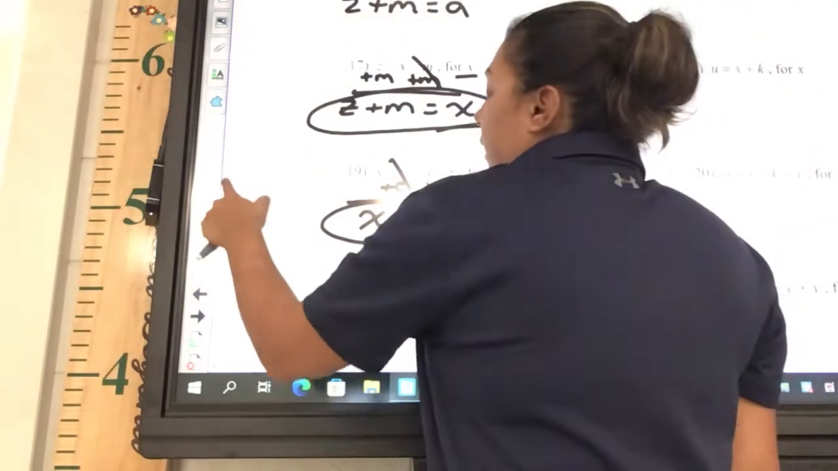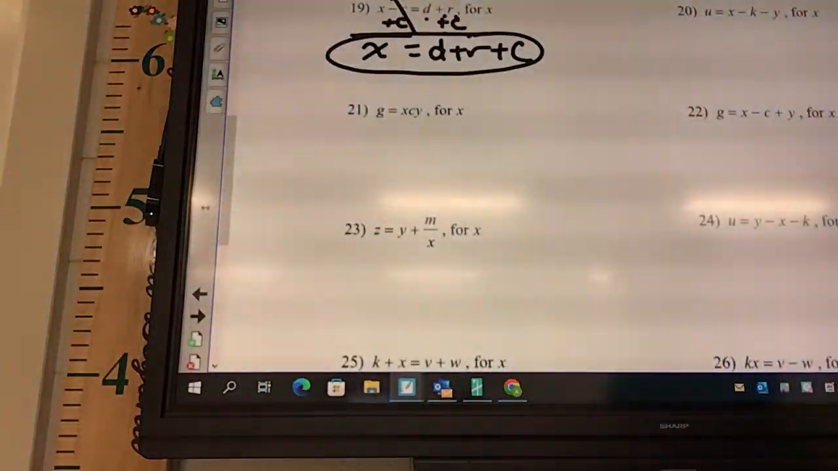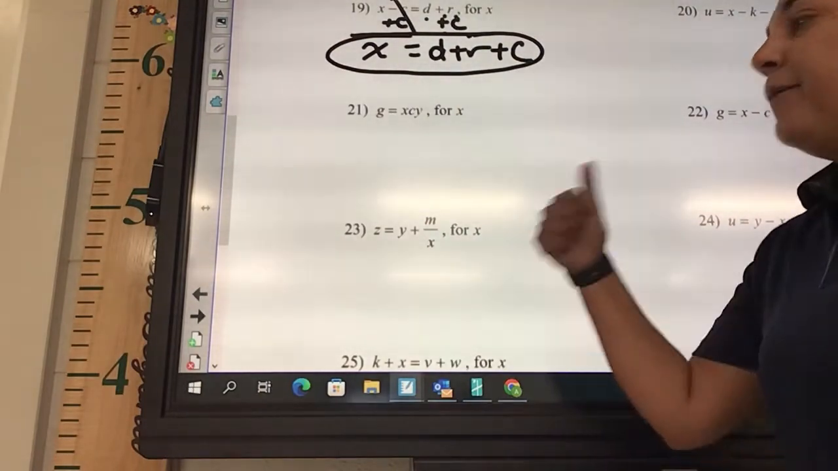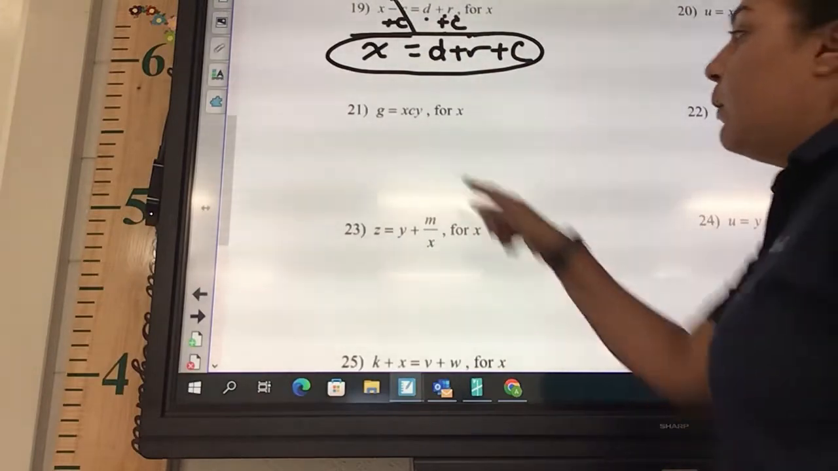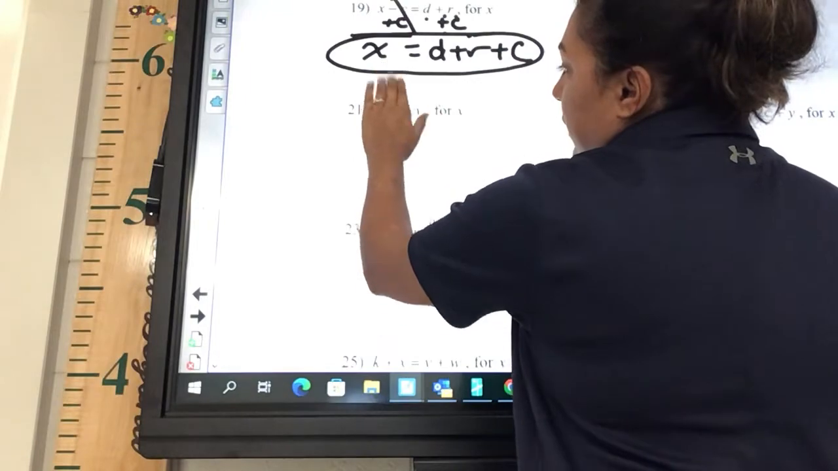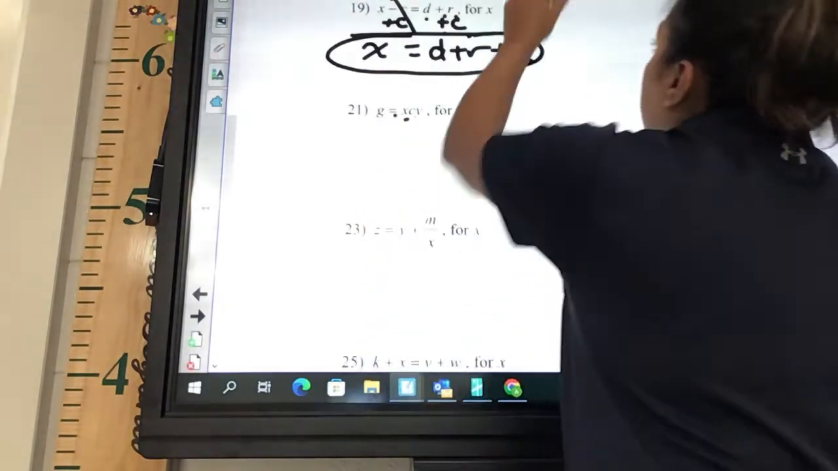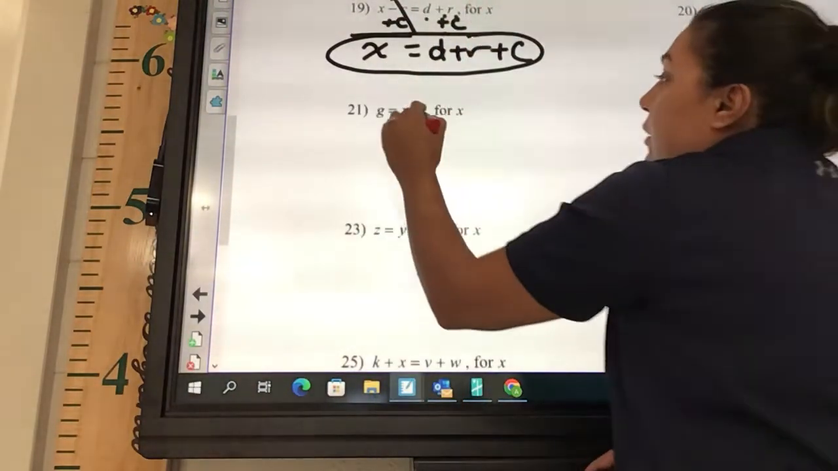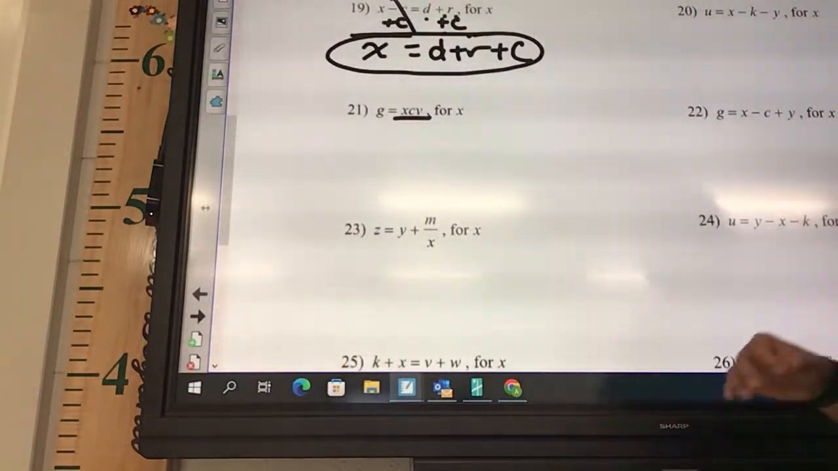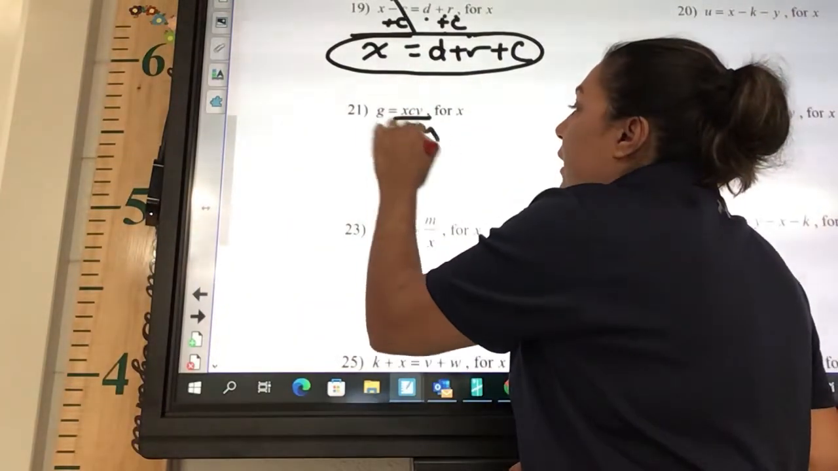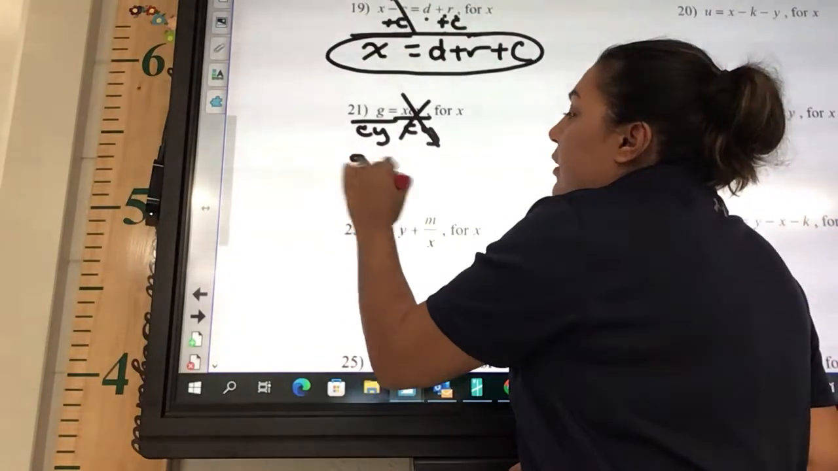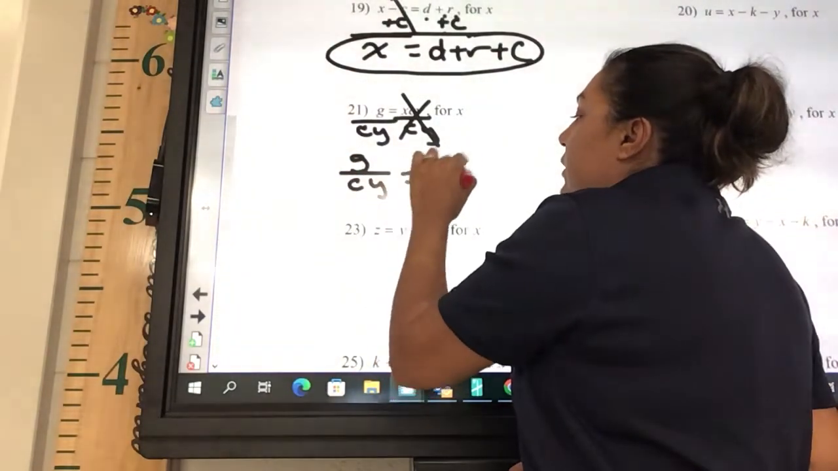Okay, 21. I'm solving for what? Okay, I'm solving for x. So take a second, find the x, find the equal sign. Okay, well, right here's my x and here's my equal sign. So everything that's on x's side needs moved. And this is really x times c times y. And so if it's times, then we know we need to divide. We are going to move everything but the x. Okay? So the c and the y need moved. And you can do them all in one step. Okay, so I got g over cy equals x.